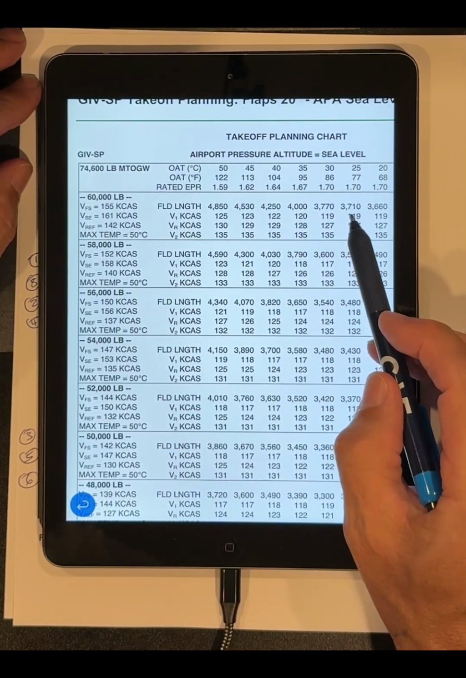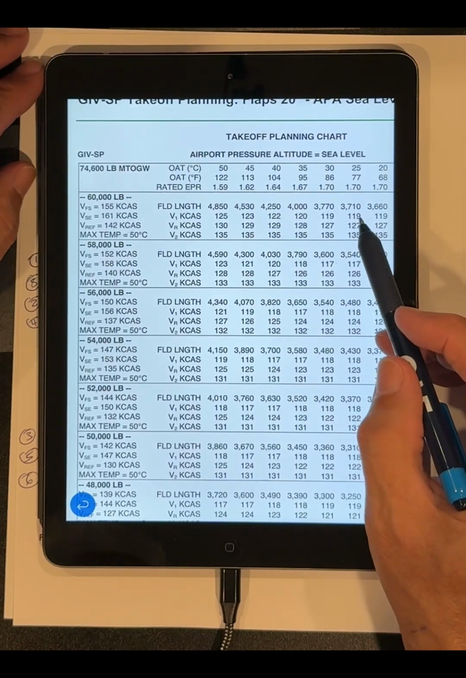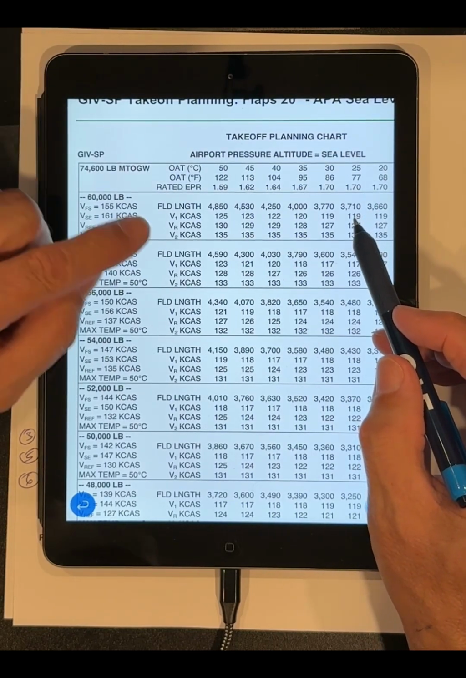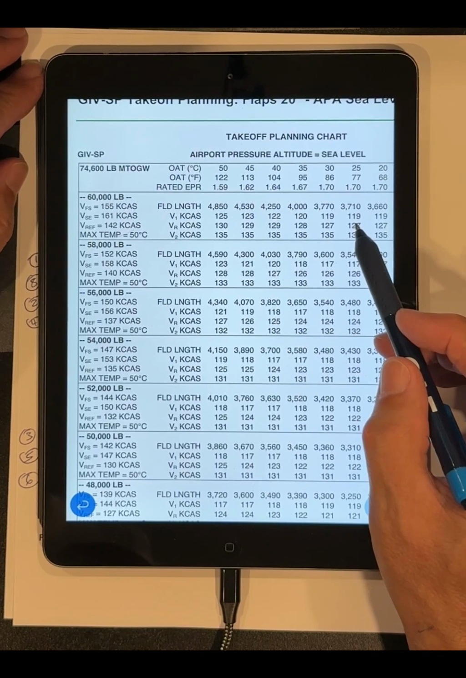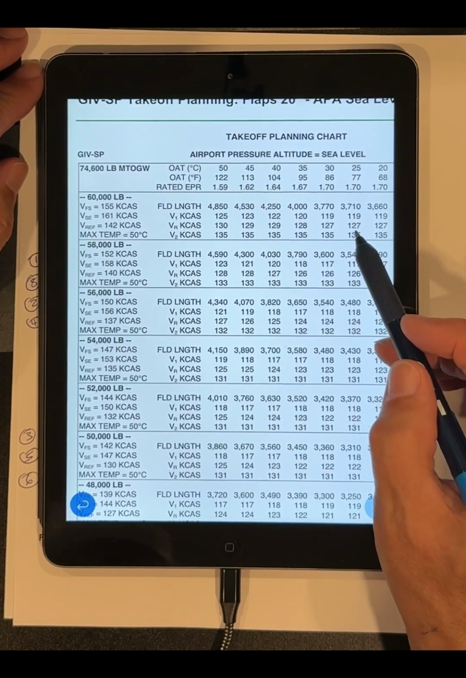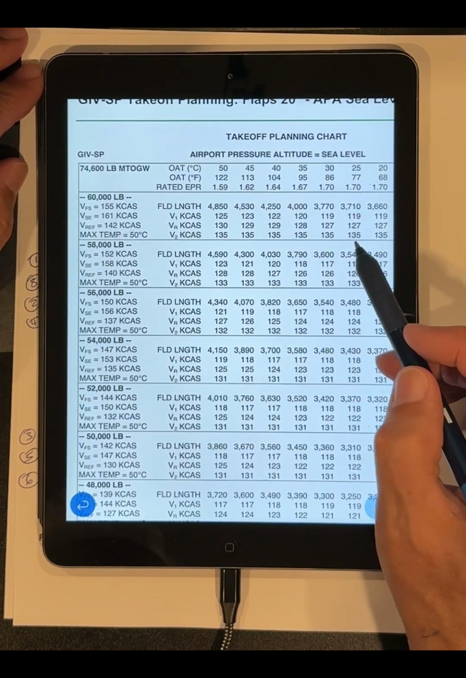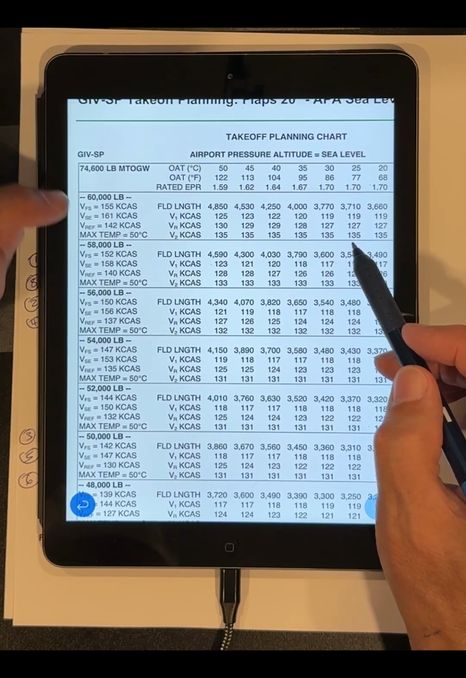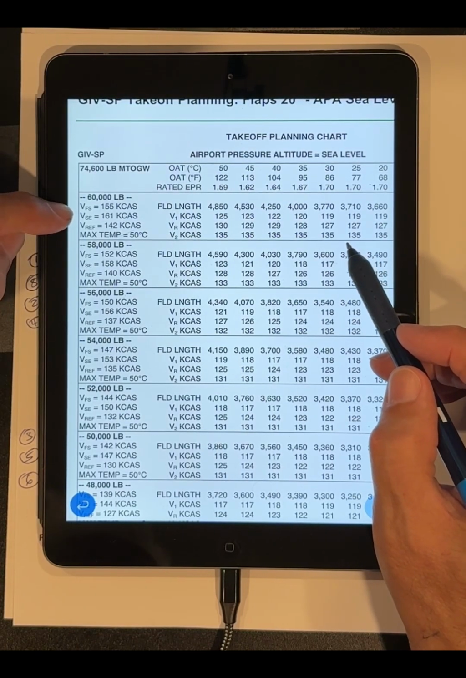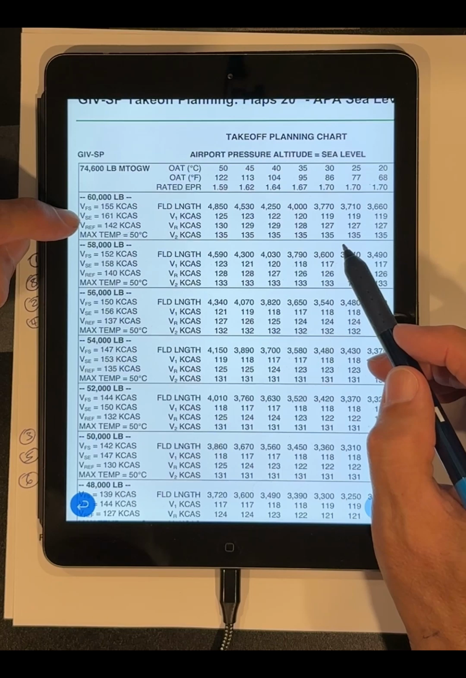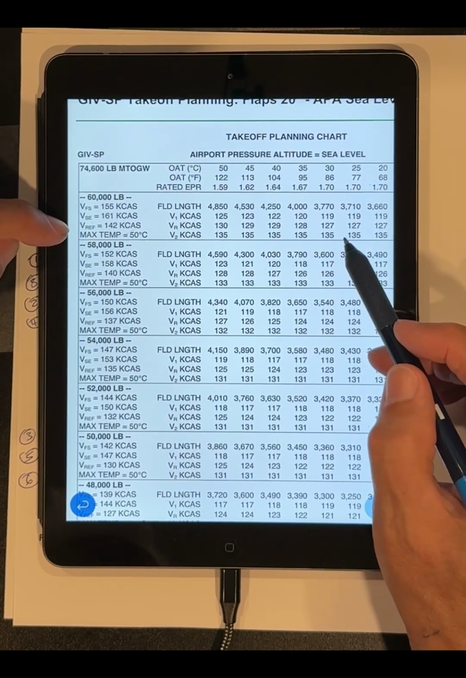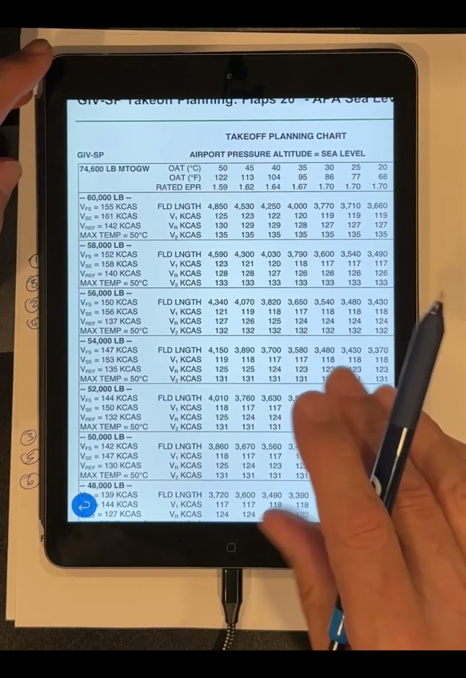Then we see field length, 3710. That's how much runway distance we need for takeoff. V1 speed is what? 119. VR speed, rotation speed, 127. V2 speed, 135. And over here is the VFS speed, 155. VSE, single engine, 162. And our ref, 142. That's all of our numbers. That's everything that we need. So let's fill it in.